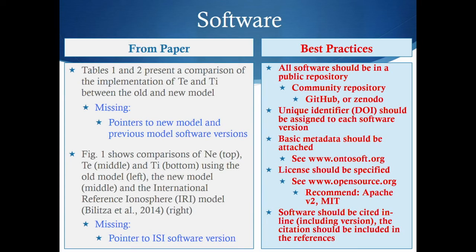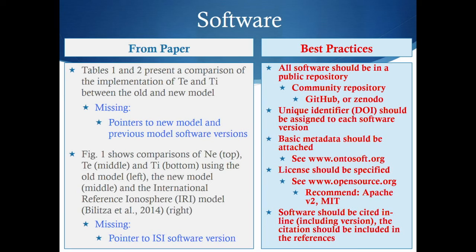GitHub uses Zenodo to assign a DOI to your software. So you can say, give me a DOI for this particular version, and it will give you a Zenodo DOI. They have an API worked out. If you upload your software to any other proper software repository, it will also give you a DOI. Basic metadata should be attached. So we have a site called ontosoft.org where there's a portal where you can describe metadata about your software. We guide you through many pieces, and then you can take all of that metadata and put it in your GitHub site.